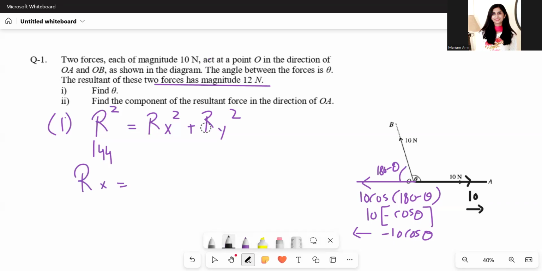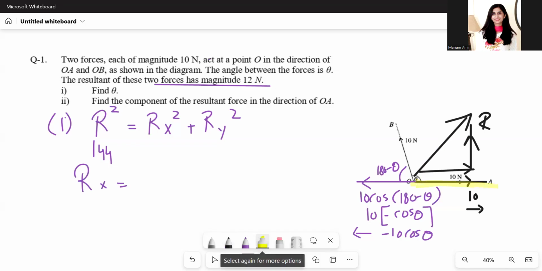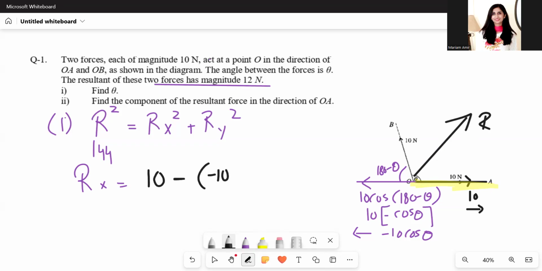The formula for Rx is forward forces in x direction minus the backward forces in x direction. Since the resultant force would be somewhere over here, this would be its x component and this would be its y component. So we're going to take this as the forward force. 10 would be the forward force in x direction, minus 10 cos theta the backward force in x direction. So we have 10 plus 10 cos theta as Rx.